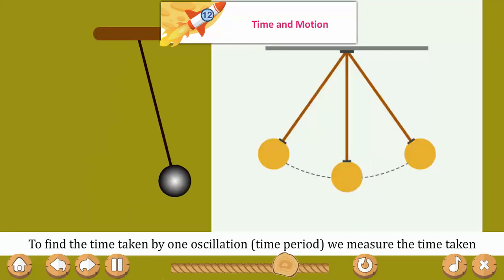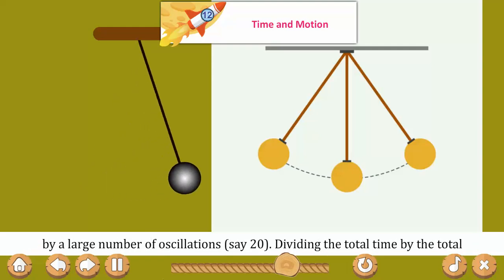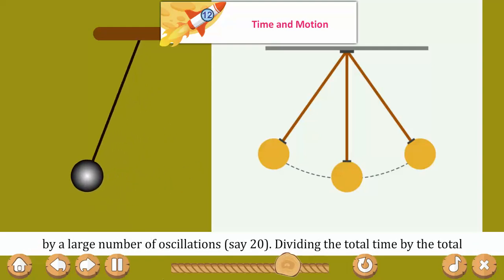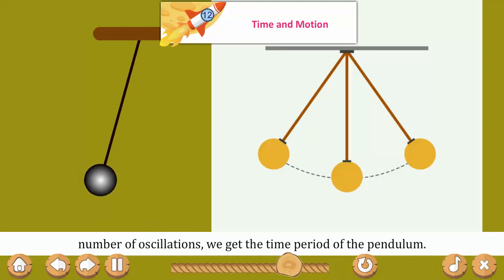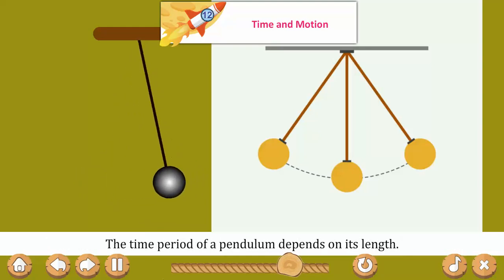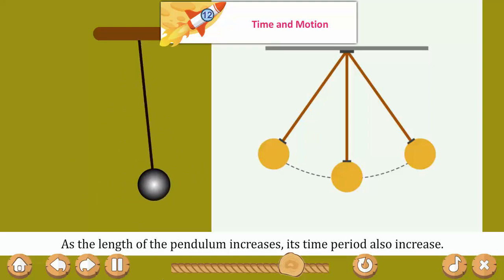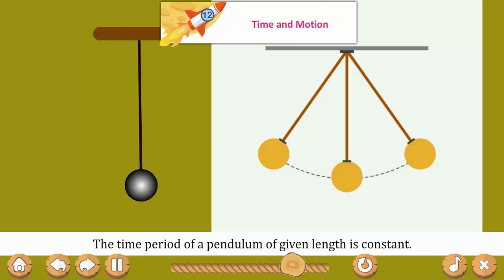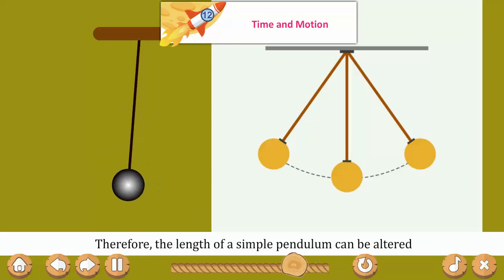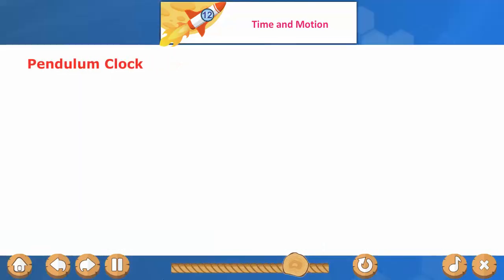To find the time taken by one oscillation, we measure the time taken by a large number of oscillations, say 20. Dividing the total time by the total number of oscillations, we get the time period of the pendulum. The time period of a pendulum depends on its length. As the length of the pendulum increases, its time period also increases. The time period of a pendulum of given length is constant. Therefore, the length of a simple pendulum can be altered to get a certain time period.